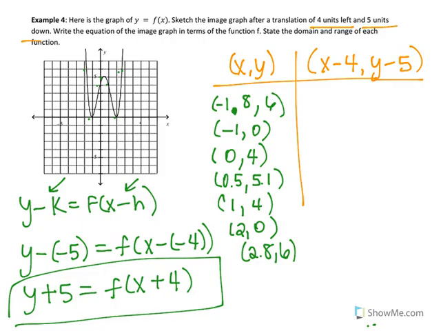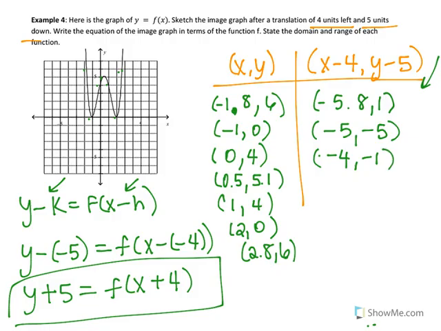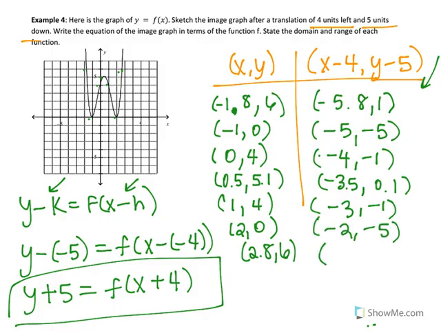Okay, so we're going to subtract 4 from our x's and subtract 5 from our y's. So I want you to pause the video and fill in this side of the chart. So you should get negative 5 and negative 5, negative 4 and negative 1, negative 3.5 and 0.1, negative 3 and negative 1, negative 2 and negative 5, and negative 1.2 and 1.